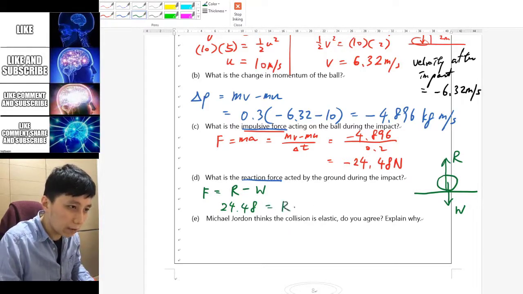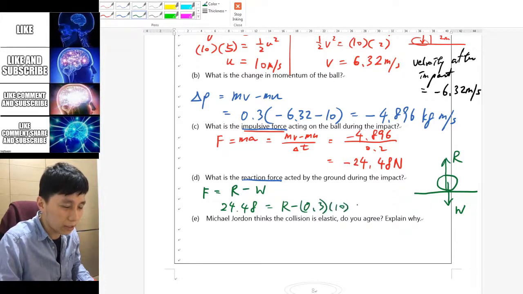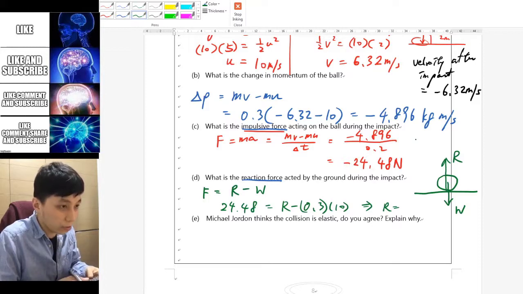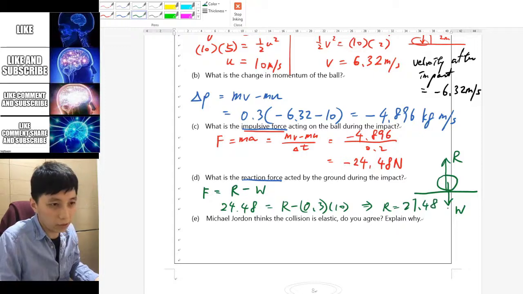And so we'll find out R minus W, which is mg, right? Which, if you recall earlier, m is going to be 0.3, g is going to be 10, and so eventually you'll be able to find out R, which is the reaction force, to be 24.48 plus 0.3 times 10, which is 27.48. Okay, so this is in Newton and this is in magnitude only.